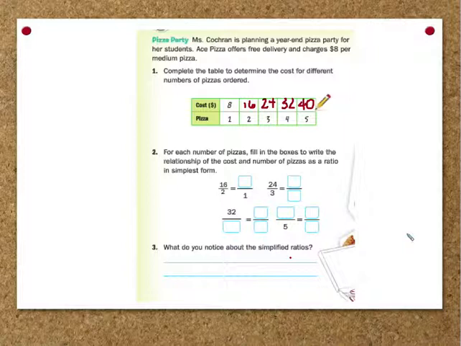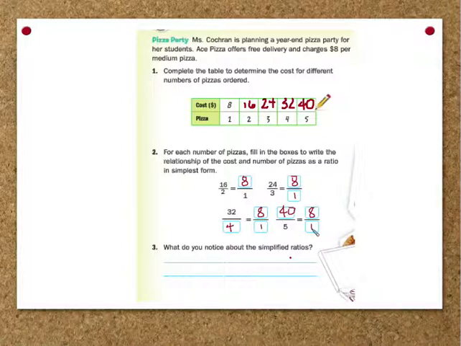So we know 8 to 1 is equal to 8. 16 to 2 is equal to 8 over 1. 24 to 3 is also equal to 8 over 1. And then 32 for 4 pizzas is also equal to 8 over 1 if I simplify. Remember, just divide the top by the bottom. And then 40 divided by 5 gives me 8 over 1.